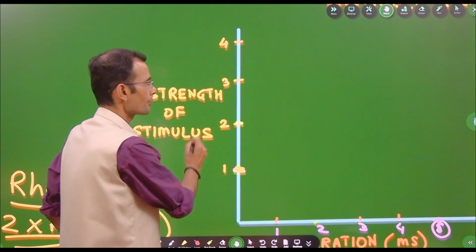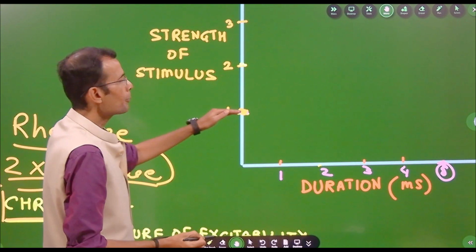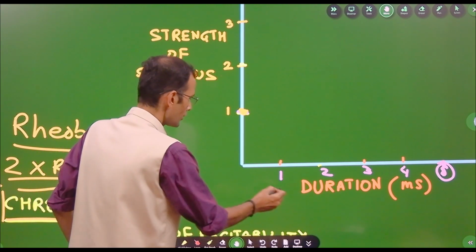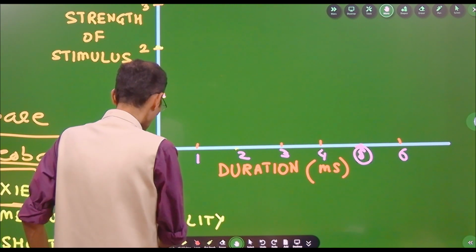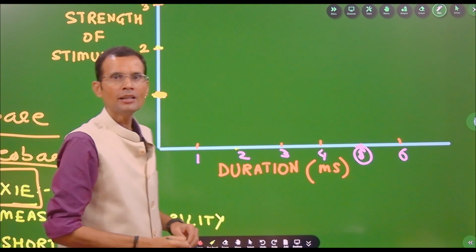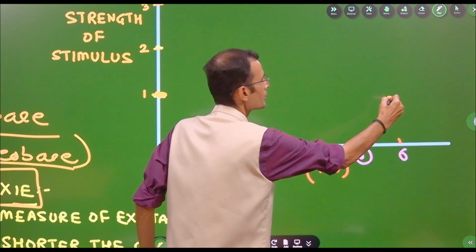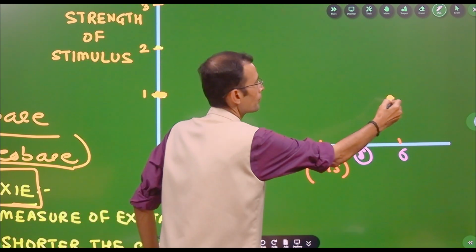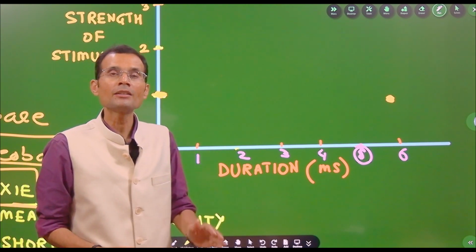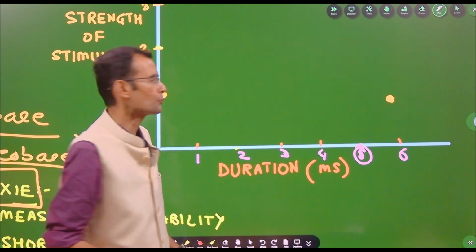Let me come to the graph and then we will discuss about the chronaxie. Let's say I applied certain minimum strength stimulus, and after some duration the tissue responded. Let's say 1 unit stimulus was applied and tissue does respond, let's say after 6 milliseconds. So I mark this point. Less than this intensity and the tissue will not excite at all. So this is the minimum strength which is exciting the tissue.